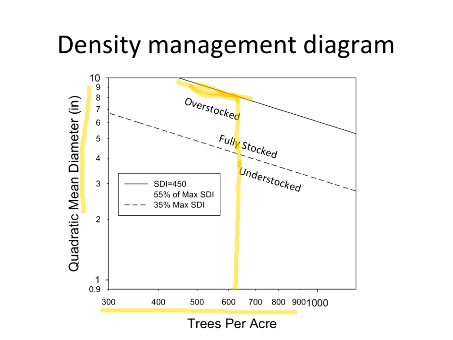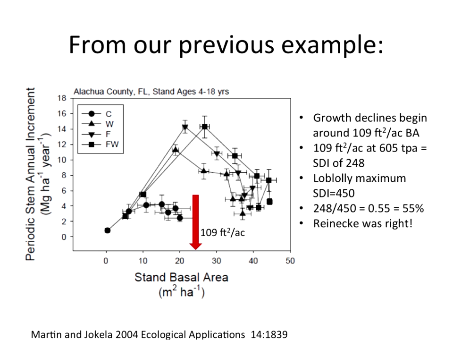So the goal with density management is to keep stands between this dashed line and this dotted line, which is basically a fully stocked stand. In a fully stocked stand, trees are growing rapidly, they're taking advantage of site resources, but they're not competing with each other, which is what occurs above this 55% of maximum stand density index. Let me give an example of that.